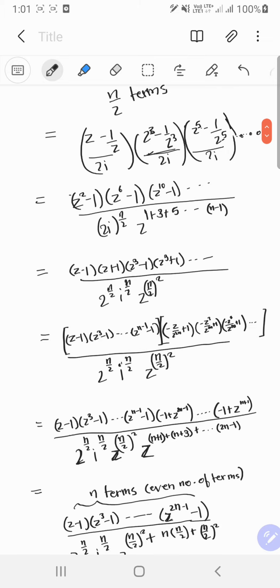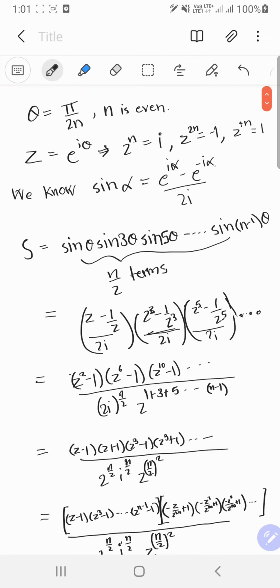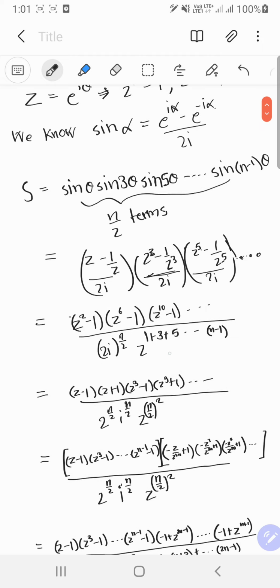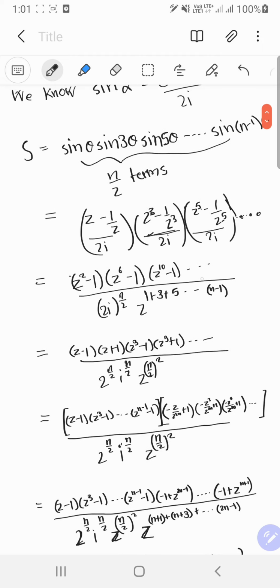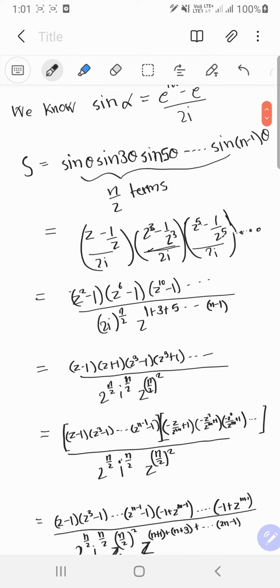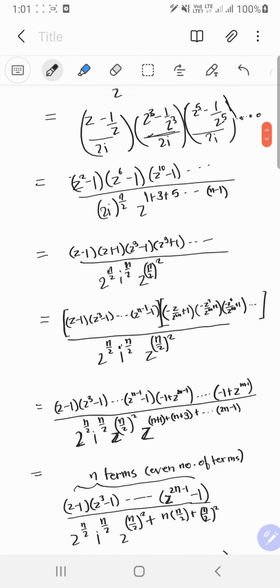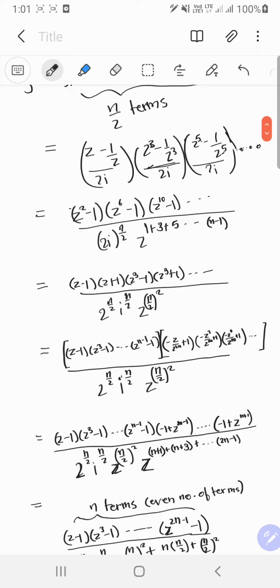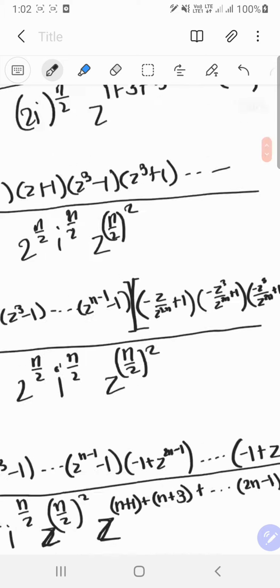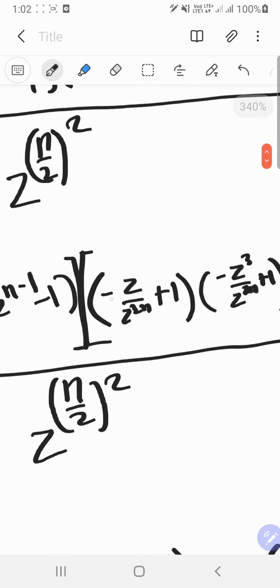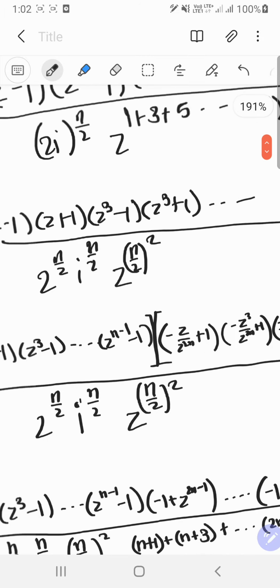It is well known that the sum of the first x odd numbers is x squared. So over here there are the first n by 2 odd numbers, so it's going to be n by 2 squared, so it's z power n by 2 squared. All right, so now this can be factorized: z minus 1 into z plus 1, z cube minus 1, z cube plus 1, and so on. I have taken the minus stuff in one bracket and all the positive stuff in another, and I'm going to write this z as negative z upon z power 2n, because z power 2n is -1, so negative negative positive, it's the same thing, just written like this.